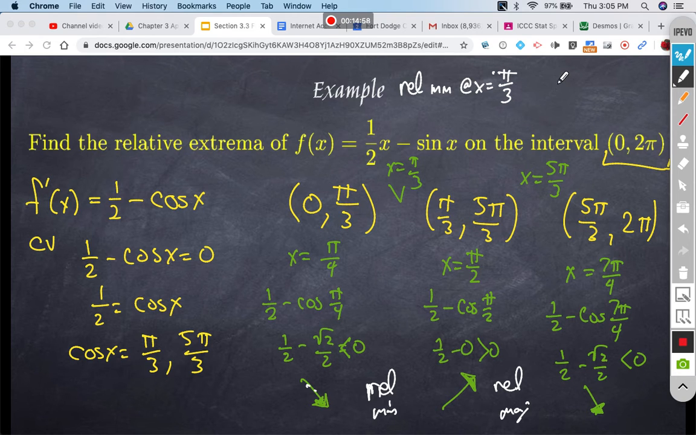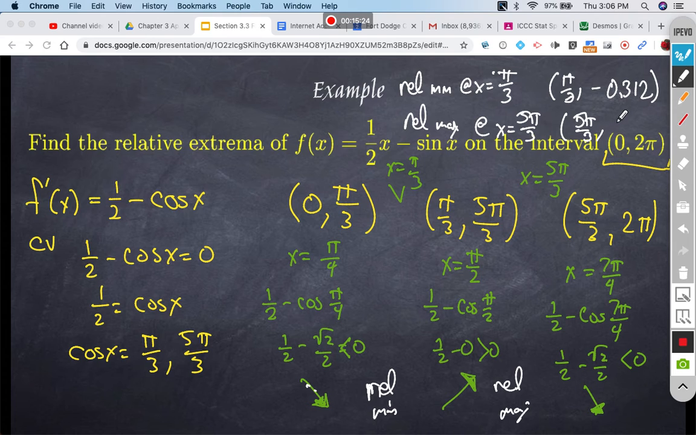And I can plug in and find that point. If I plug in pi over 3 into 1/2 x minus the sine of x, I will get a negative 0.312. My relative max is at x equals 5 pi over 3. So plugging that in, I'm going to get 3.484. So when I'm trying to find the relative extrema, they are at these 2 points. These are the x values. I plug them into f to find out what those values are.